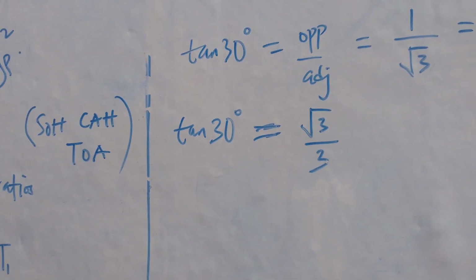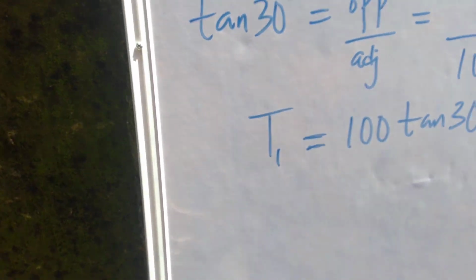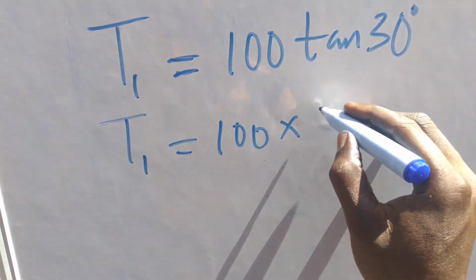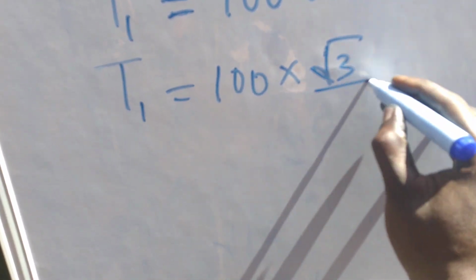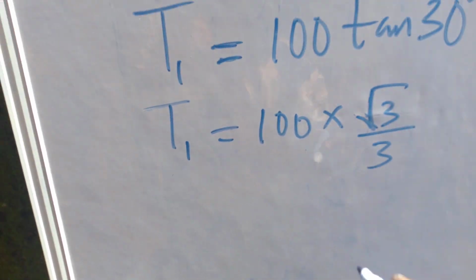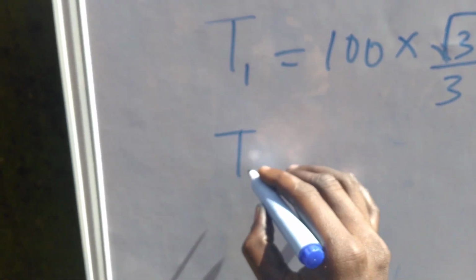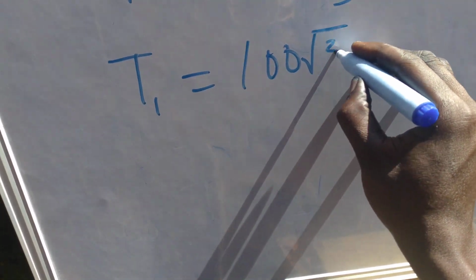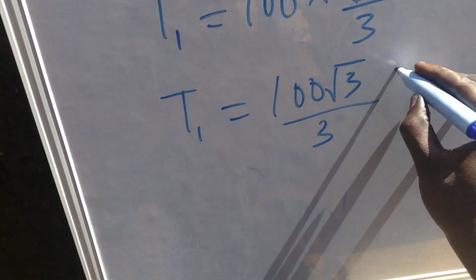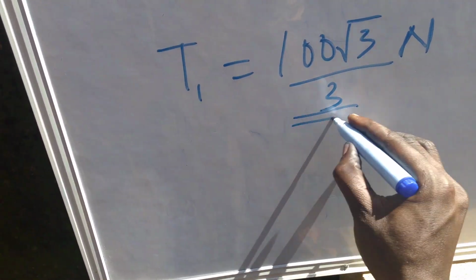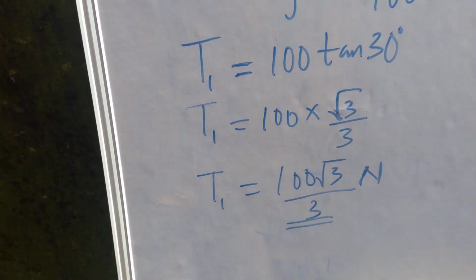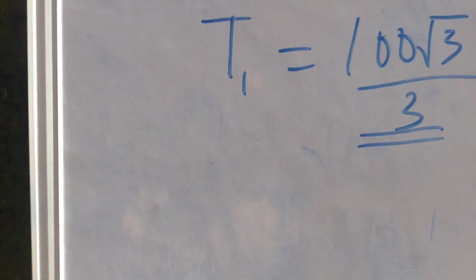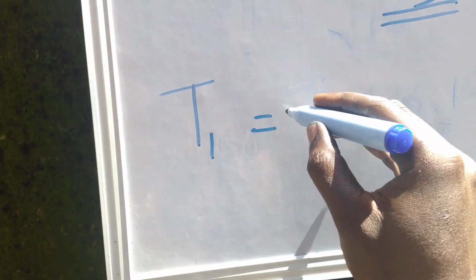Okay, and then come back here, that T1 is equal to 100 times tan 30, which is root 3 over 3. Means that T1 is equal to 100 root 3 over 3 in newtons. Okay, that's T1.